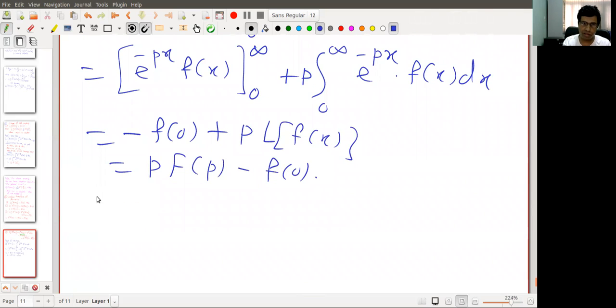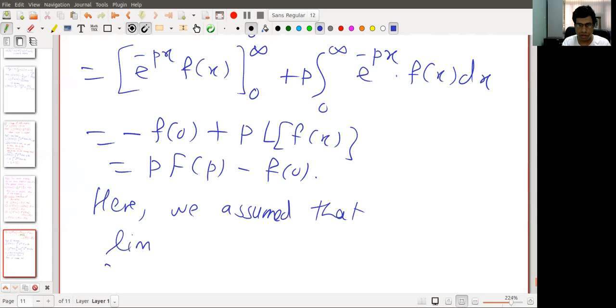Here we assume that limit as x tends to infinity e raised to minus px f of x becomes 0. Okay, second and third can be proved similarly.